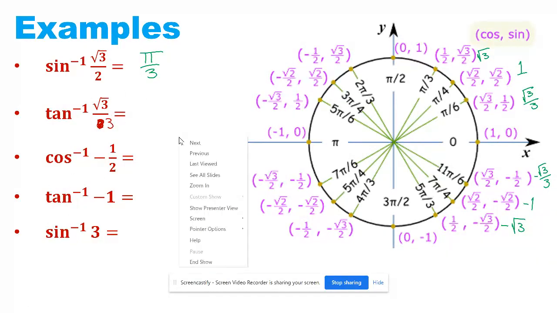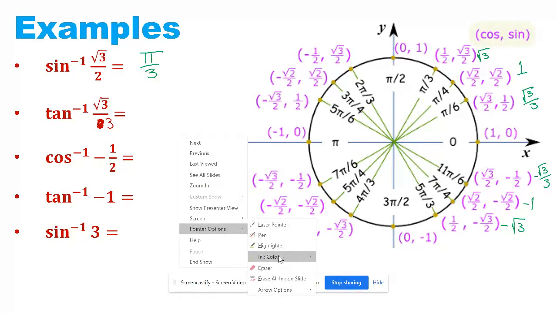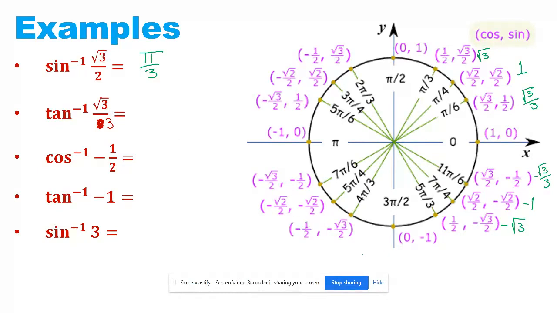So I've got inverse tangent of square root of 3 over 3. So what I'm going to do is find which angle gives me a tangent of square root of 3 over 3. And we already calculated that earlier, and the angle is pi over 6. So pi over 6 right here takes me to a tangent of square root of 3 over 3.